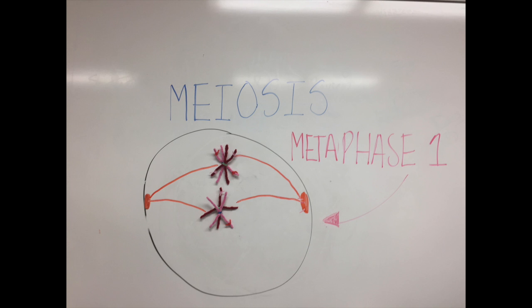Metaphase 1. The sister chromatid tetrads line up in the middle of the cell. Spindle fibers are released from opposite ends of the cell, structures called centrioles. They attach to the centromeres of the tetrads.